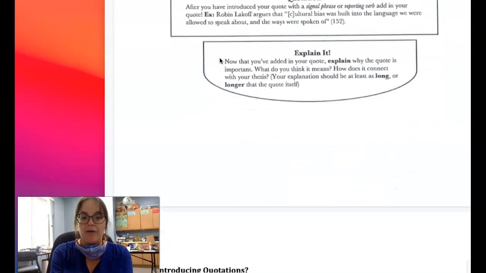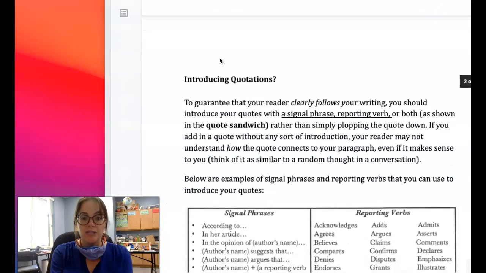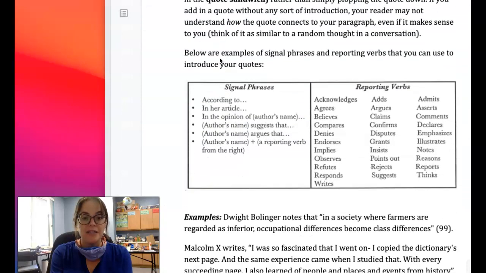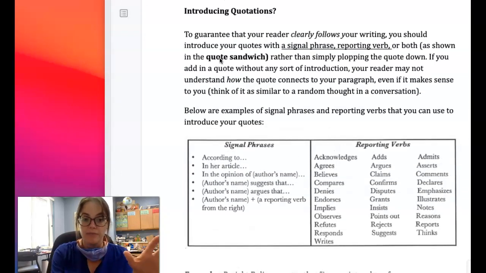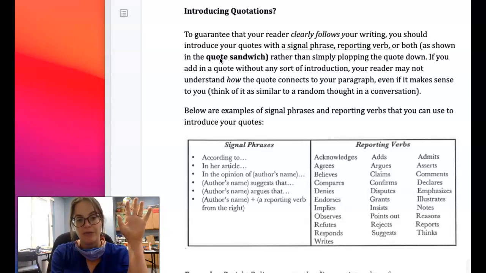Okay. Now, introducing our quotations, we've already talked about the whole comma, colon, no punctuation thing. So this is more about the actual words you're using. To guarantee that your reader clearly follows your writing, you should introduce your quotes with a signal phrase, reporting verb, or both, as we saw in the quote sandwich, rather than simply plopping the quote into the middle of your paragraph without any explanation. Okay. If you add in the quote without an introduction, your reader doesn't understand how it connects, where it comes from, even if it makes sense to you in your head.